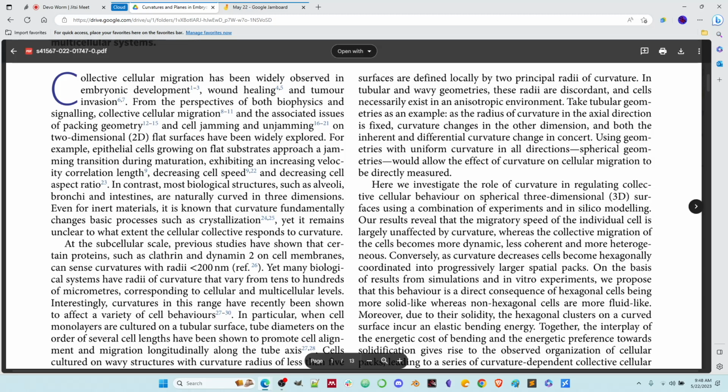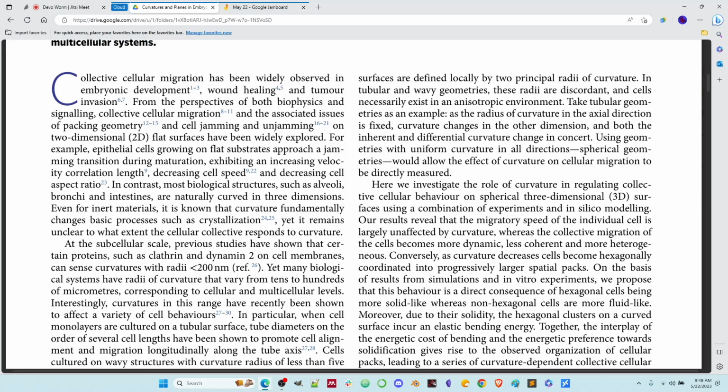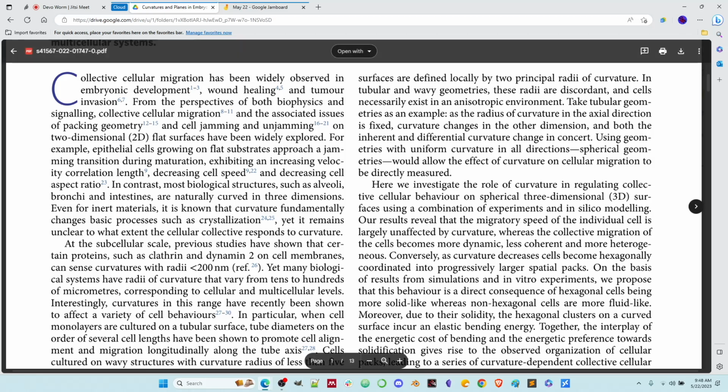For example, epithelial cells growing on flat substrates approach a jamming transition during maturation, exhibiting an increasing velocity correlation length, decreasing cell speed, and decreasing cell aspect ratio. So that's as these epithelial cells flow on a two-dimensional surface. They can have this jamming phase transition where, at a certain density, they stop flowing. And you can sort of measure those things.